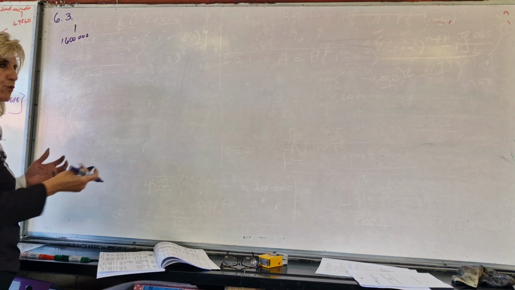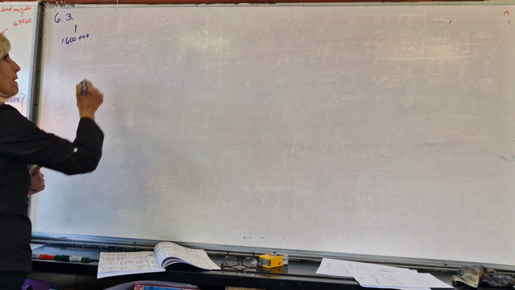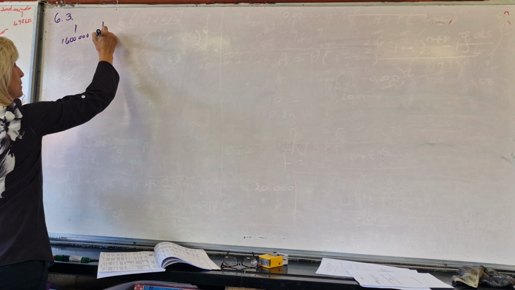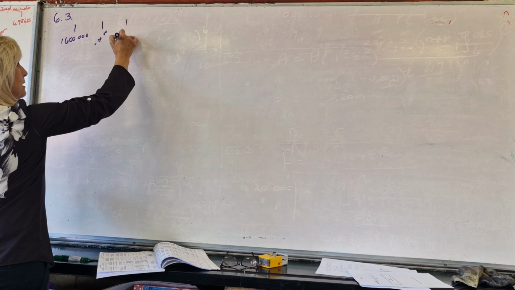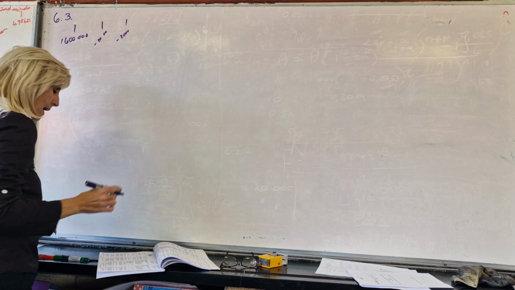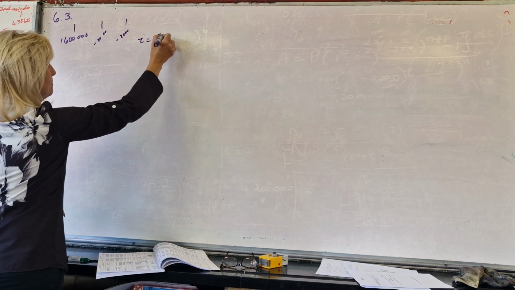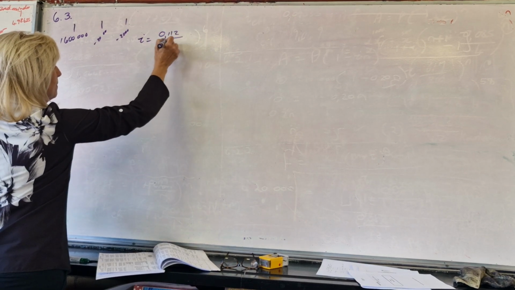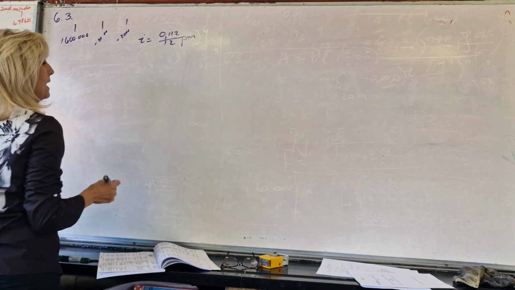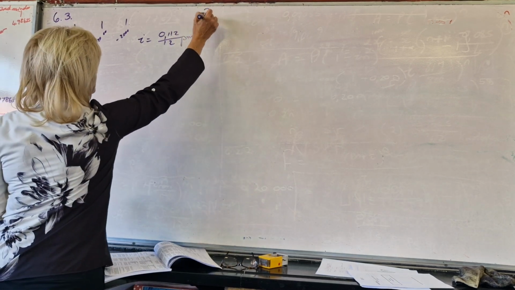He starts withdrawing 20,000. After 1 month, he minuses 20,000. After another month, he minuses 20,000. And he's got an interest of 11.2% compounded monthly. And I want to know, how many times can he do this?